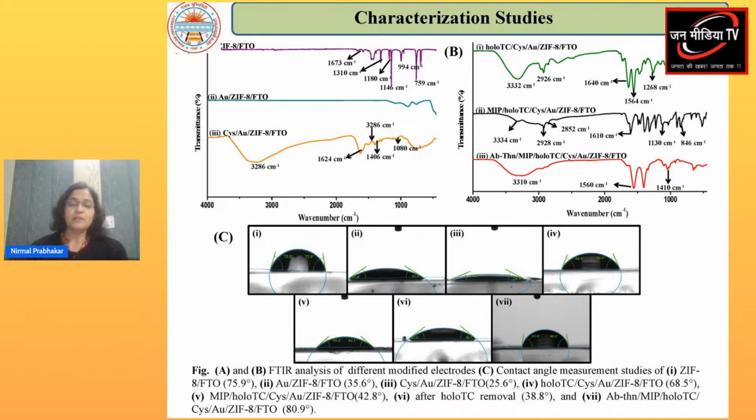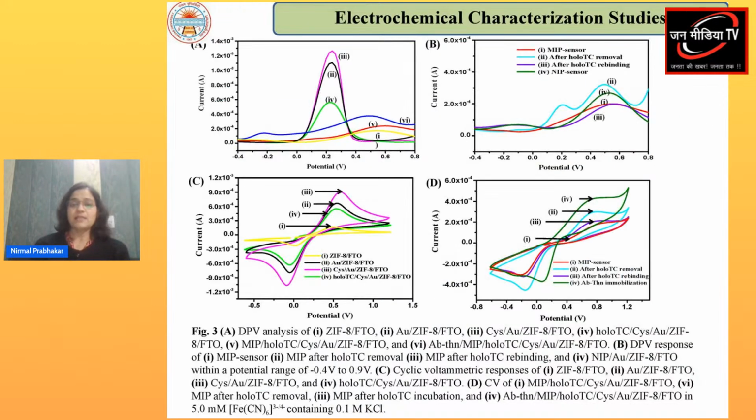In the fifth picture, we can see that when the MIP was made, the contact angle further reduced to 42.8 degrees. After the holo TC removal, the contact angle, or wettability of the surface, increased again up to 38.8 degrees Celsius. And after attachment of the antibody, which was conjugated to thionine, the hydrophobicity of the surface increased up to 80.9 degrees. So this confirms the successful formation of the MIP sensor.